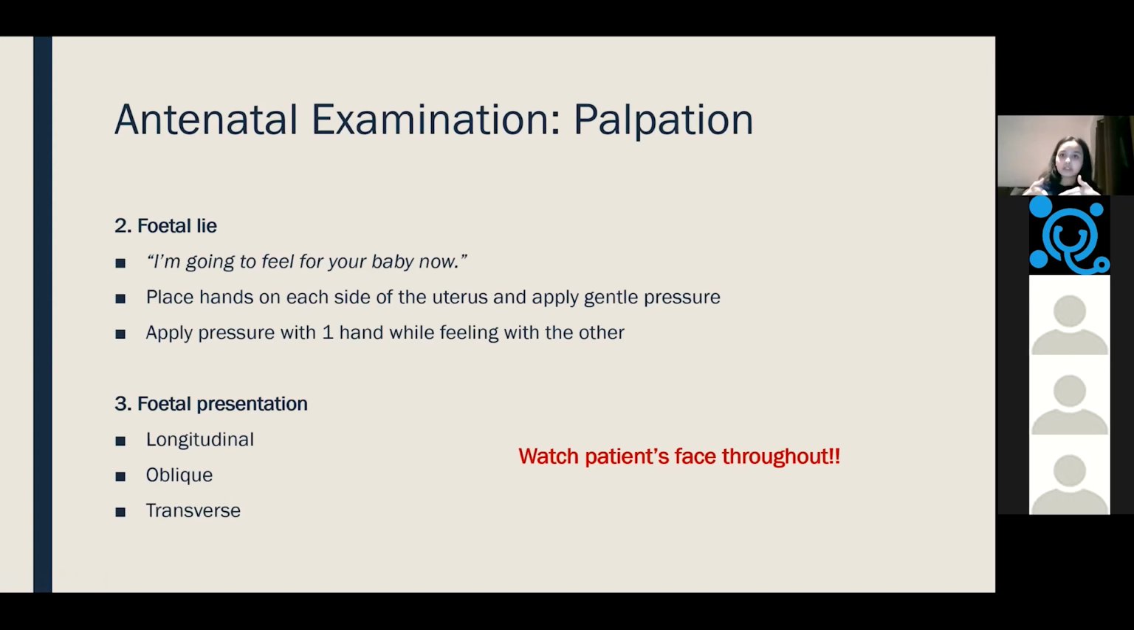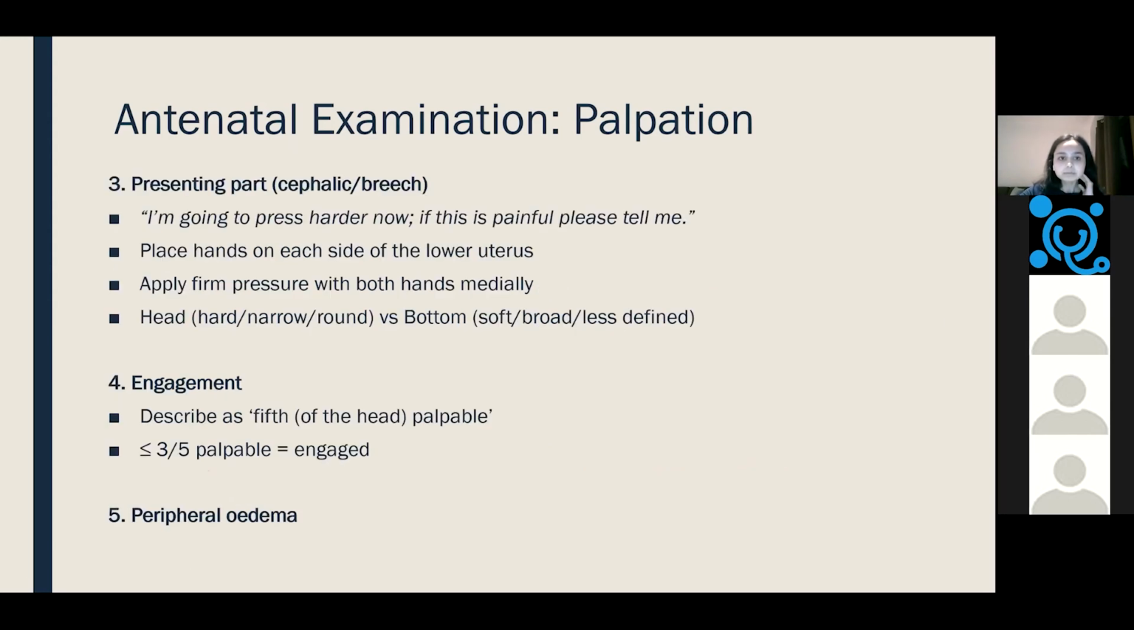And so you could feel the back or where exactly they are, depending on how soft the parts you're feeling are. And fetal presentation, again, are they longitudinal? Are they oblique? Longitudinal can be head down or feet down. Oblique could be any position, and then transverse. So you feel that, and that's the fetal presentation. And as I mentioned, watch the patient's face throughout your entire palpation and examination.